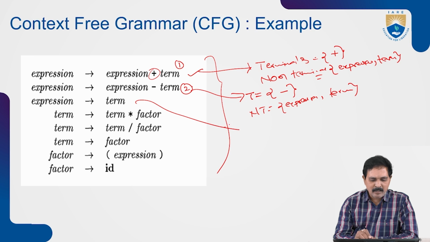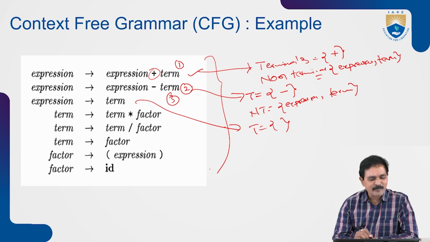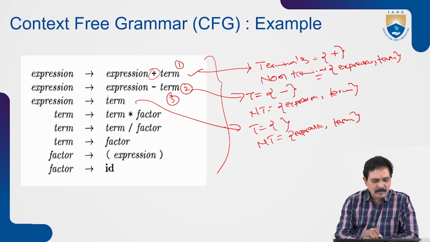For the third production, the terminals are empty; there are no terminals, because it gives the idea that expression implies term, but it has two non-terminals, expression and term. So we come to the fourth production.